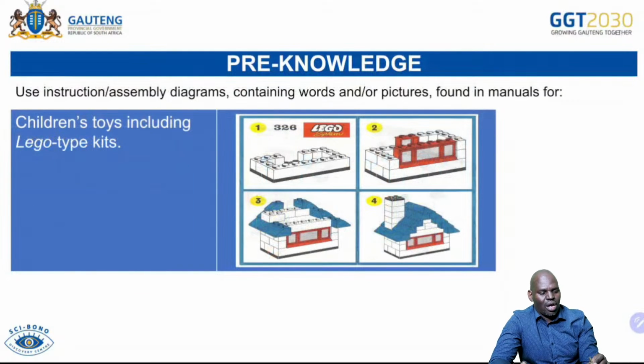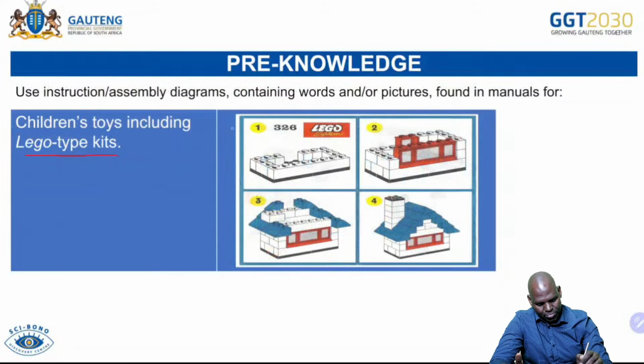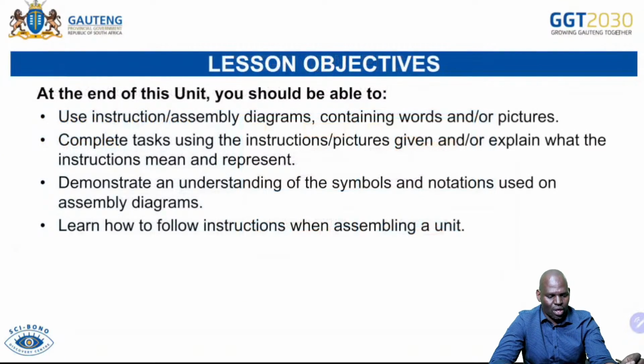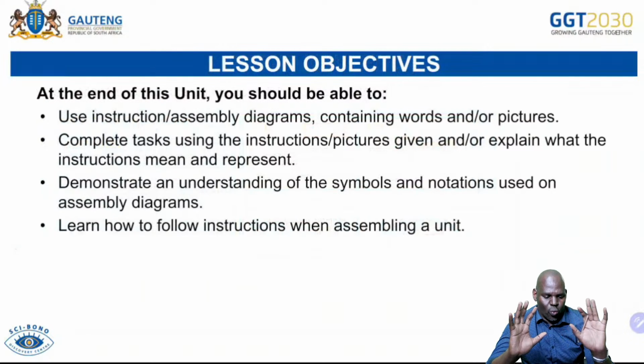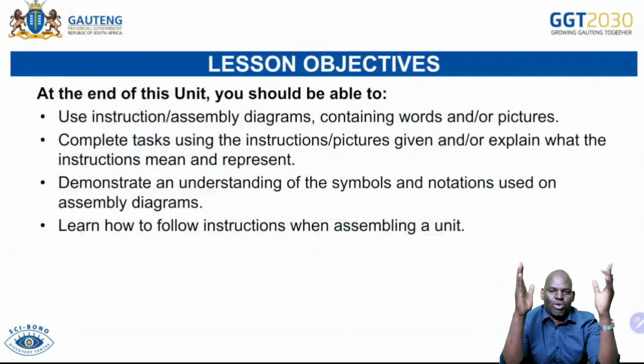Then again, children's toys, including Lego type kits, you know, the Legos. There's also a manual that can be used to assemble Legos for the children. So that is another pre-knowledge. We had looked at the pre-knowledge, and that is exactly what you should have done in grade 10 and grade 11. But actually, it is still the same thing in grade 12. There's no difference. It's just a matter of following instructions to assemble items.